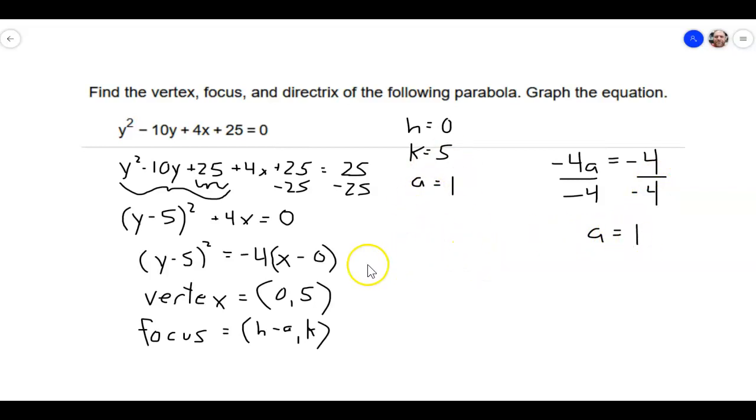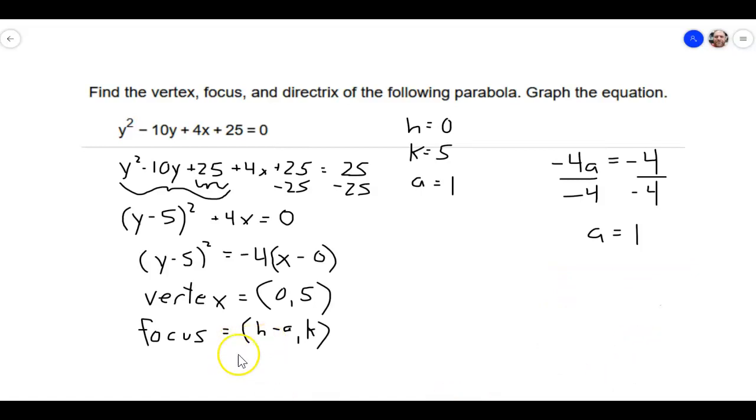All right. For example, if there was a -2 out front, I would say -2 times A is equal to -4, and therefore A would be equal to 2. Why? Because 2 times -2 gives us the -4 that we need out front for this formula. All right, but that was just an example of another one.